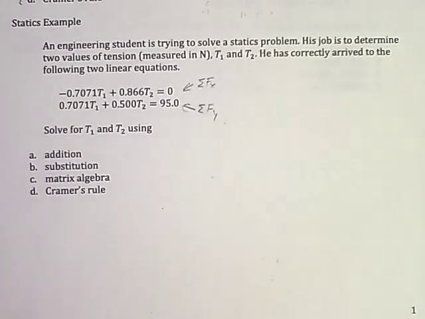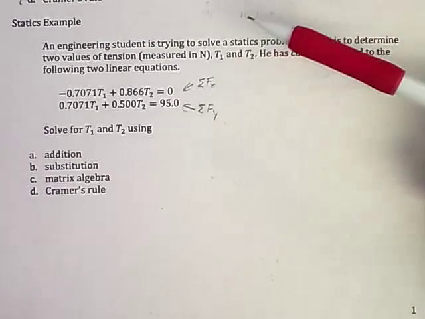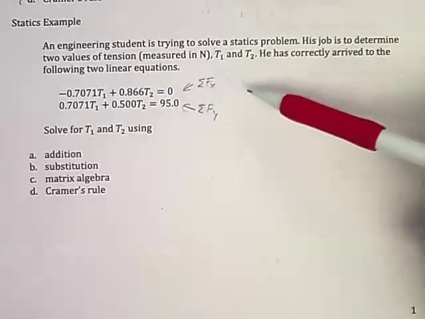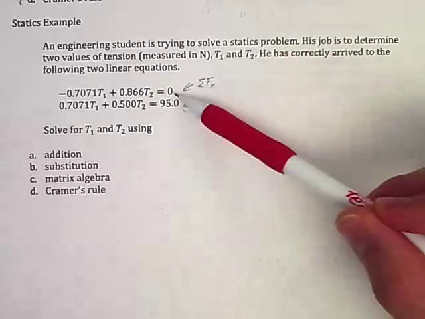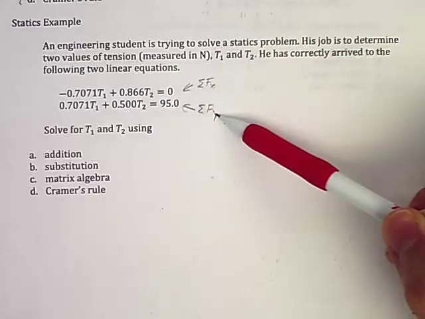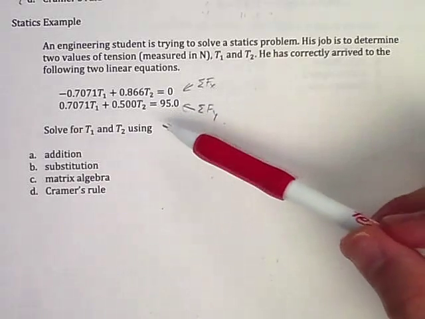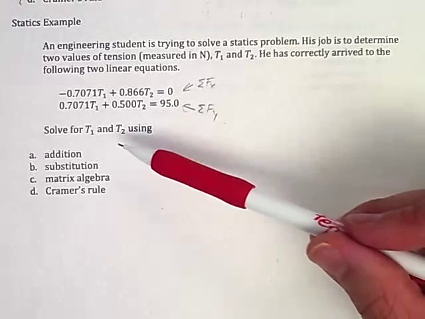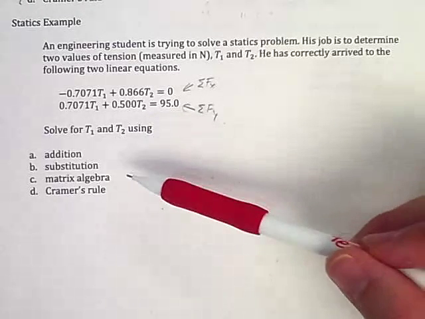Engineering applications of systems of linear equations, a statics example. An engineering student is doing a statics problem and has arrived at these two equations from using the sum of the forces in the x direction equals 0, and the sum of the forces in the y direction equals 0. Those balance out. And we need to figure out what the tension in the cables, T1 and T2, are.